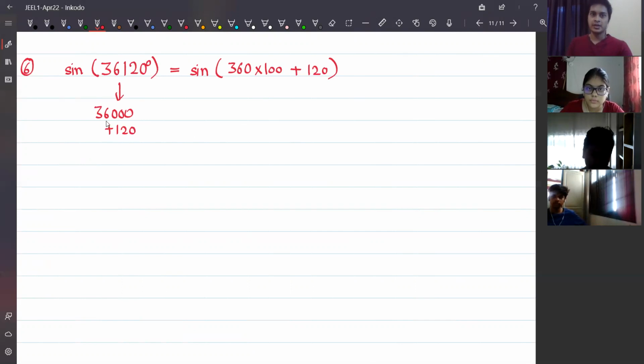So 360 into 100 means you're rotating it 100 times. That doesn't change anything. You can just write this as sine 120. That is very easy to find. So angles like this, even if it is 36 lakhs or 72 lakhs, you can keep reducing it, keep it in multiples of 360 and just remove the 360 part. And sine 120 is sine 60, that is root 3 by 2.